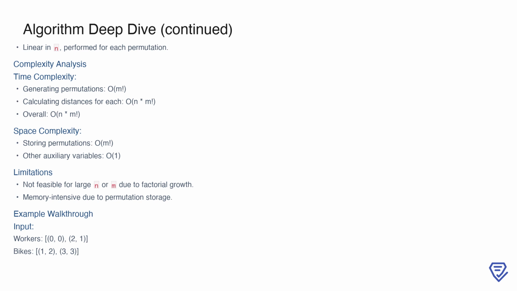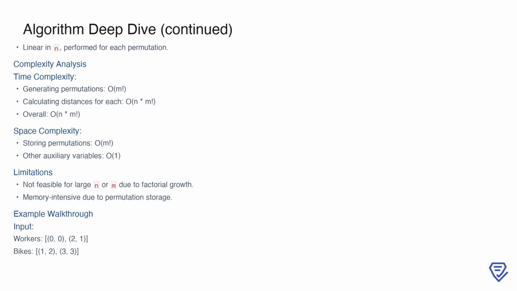The space complexity is dominated by the storage of permutations, which is also O(m), while other auxiliary variables like min_distance require only constant space. These characteristics make brute force infeasible for large values of n or m, as the factorial growth quickly becomes unmanageable. Additionally, storing all permutations can be memory intensive.